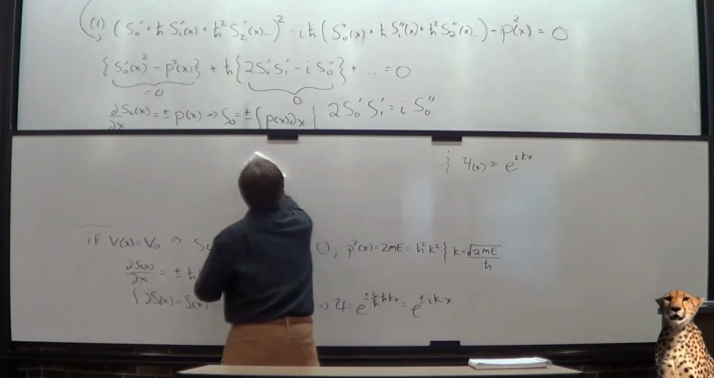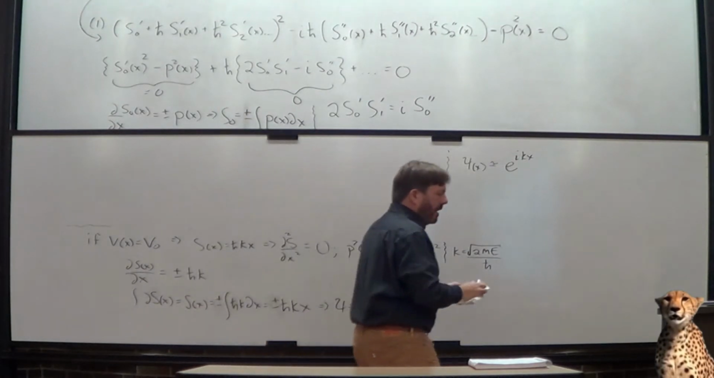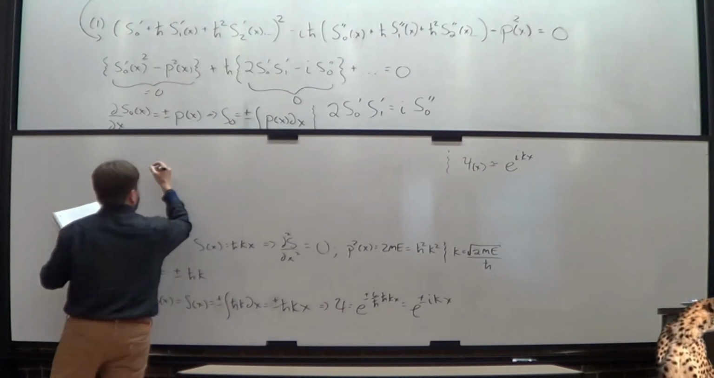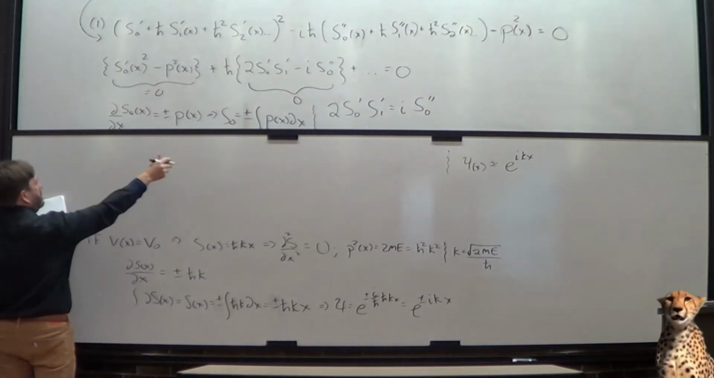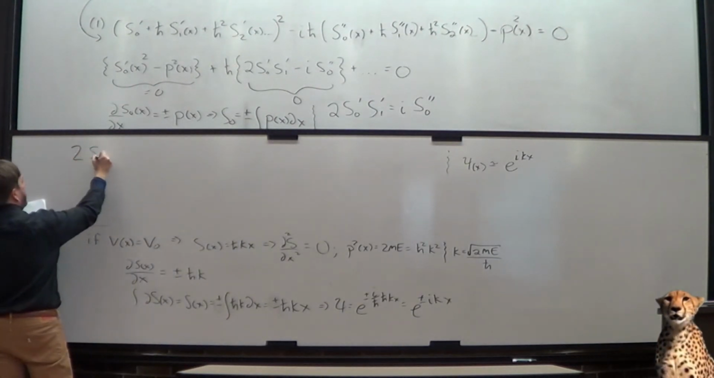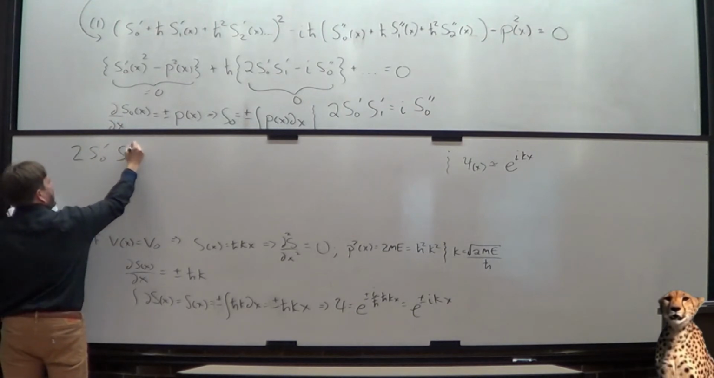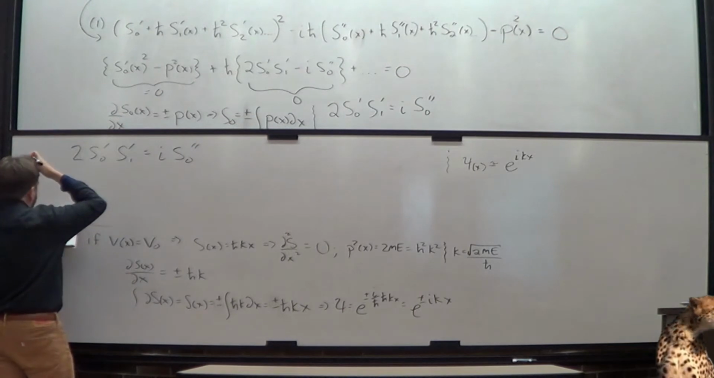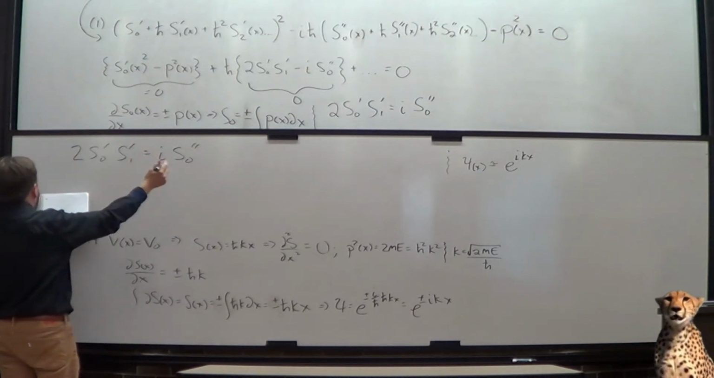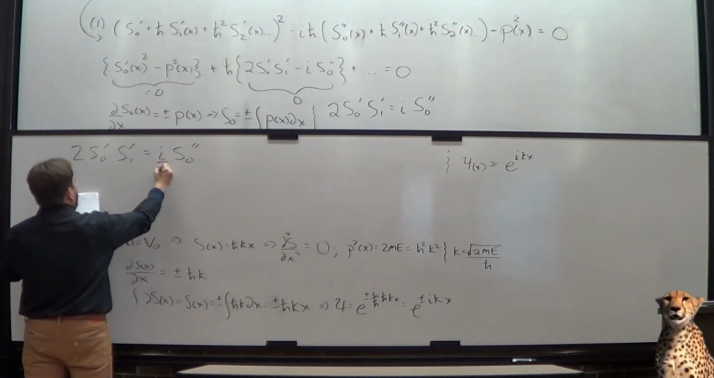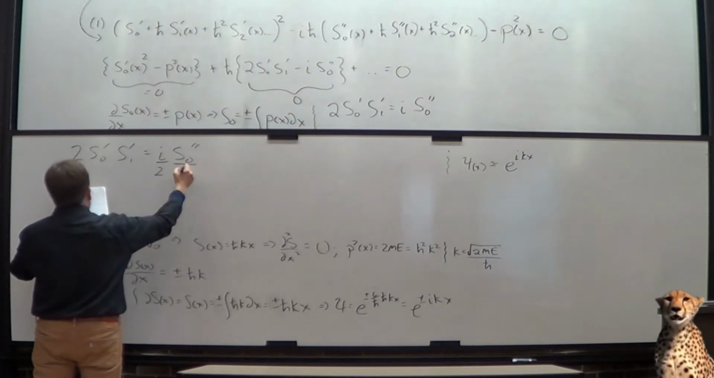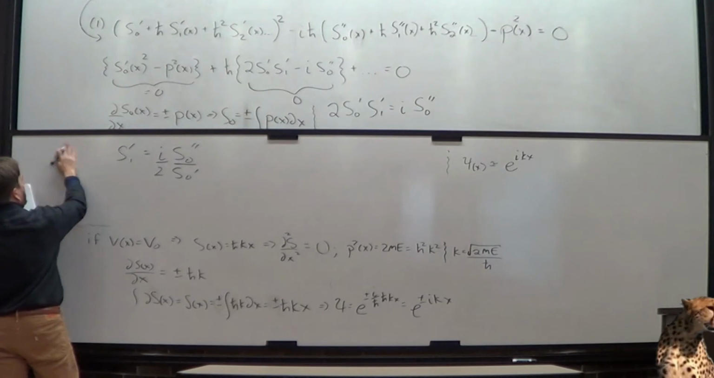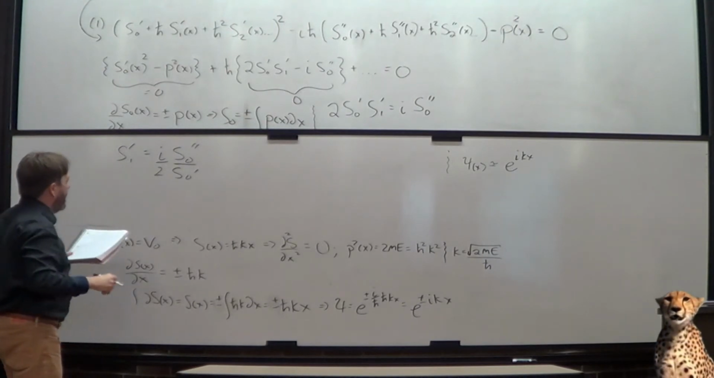Okay. So let me just keep working downward. From here, I'll just write it. Well, now I'll write it down again. That's not prime. That's one prime. That's not double prime. Okay. So what you get from this is I'm going to divide by 2 and S naught prime. So again, I try not to ever overwrite my own stuff.